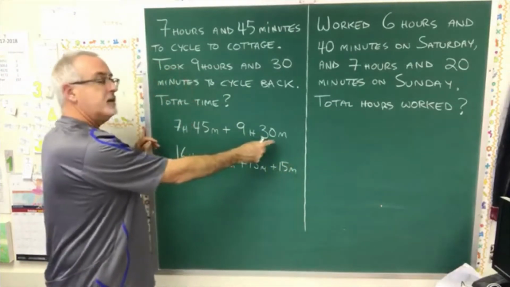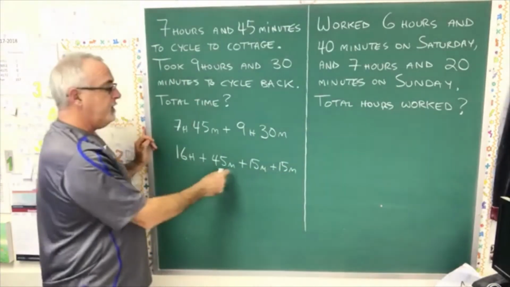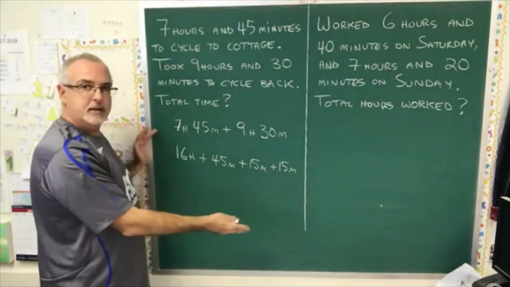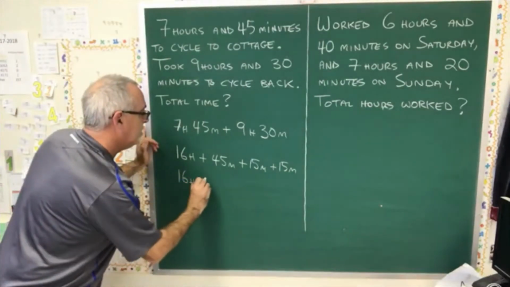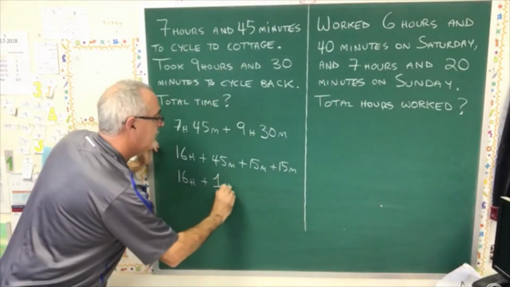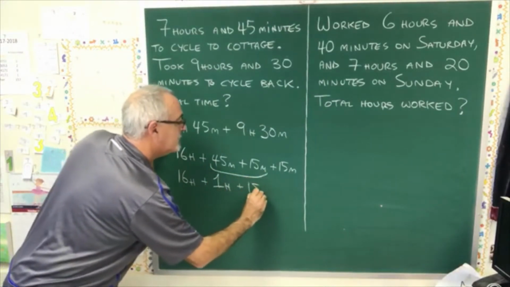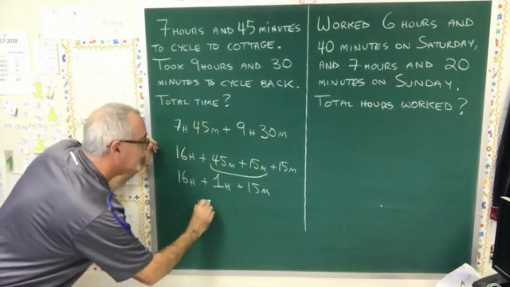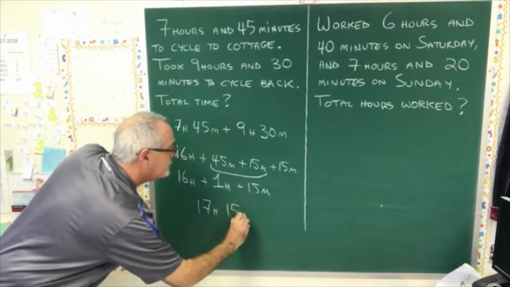I'm breaking this 30 minutes down into two 15-minute chunks because I know that 45 plus 15 is 60. 60 minutes is an hour. I now have 16 hours plus 1 hour. That's the total of these, plus 15 minutes. So my answer is 17 hours and 15 minutes.